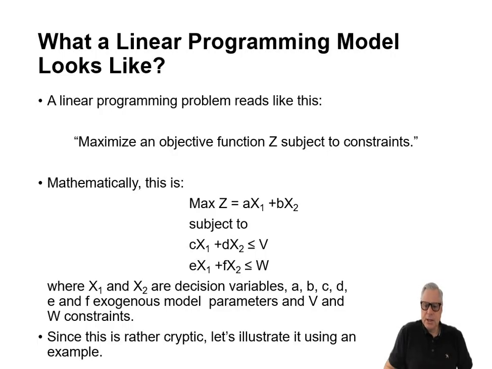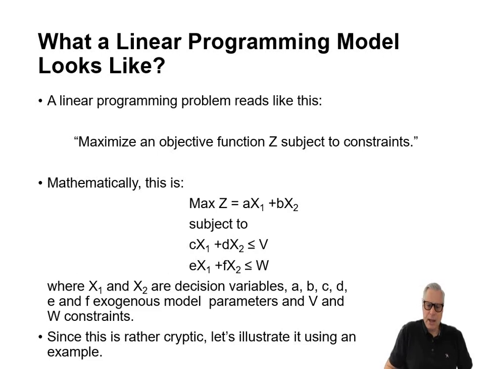And the C, the D, the E, and the F, those are essentially production parameters. So if C were, for example, 5, that would tell us if we want to produce 1 unit of X1, we use up 5 units of a certain resource like cloth or glue or plastic or paint. And the same for D, E, and F. And the V and the W, those are our maximum available amounts of a specific resource.